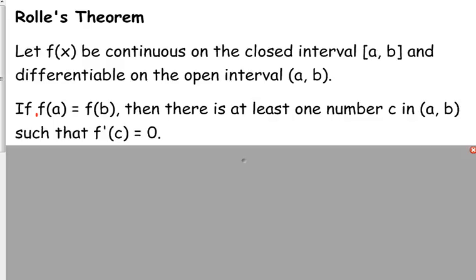This right here is the difference for Rolle's theorem compared to the extreme value theorem. Rolle's theorem says that if f of a equals f of b, so the y value of the beginning of your interval and the y value of the end of your interval have the same value, then there is at least one number in that interval for which the derivative equals zero. It's just a little bit more specific than the extreme value theorem.